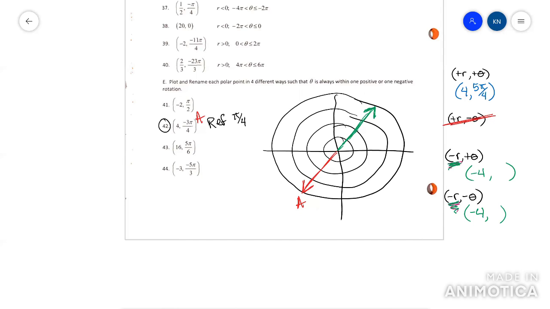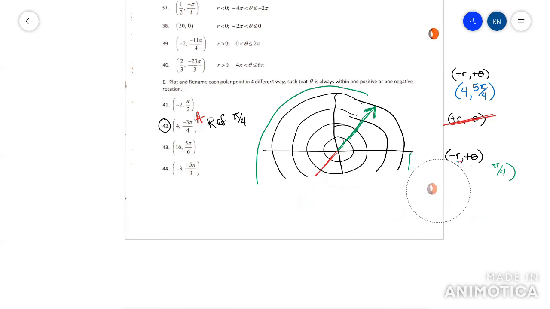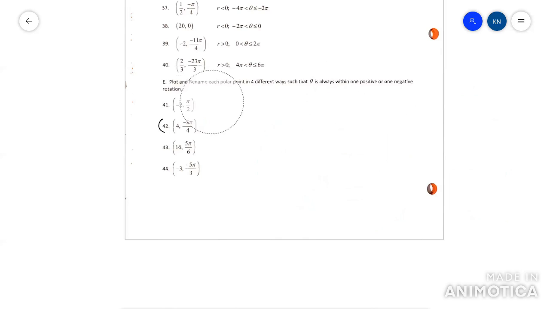So the positive angle would just be pi over 4. The negative angle would be this total amount, which would be negative 7 pi over 4. So that's kind of how you do these polar coordinates and graph them and represent them in different ways with different r's and thetas. All right, now let's look at actually converting these. This is where it's going to get a little tricky.